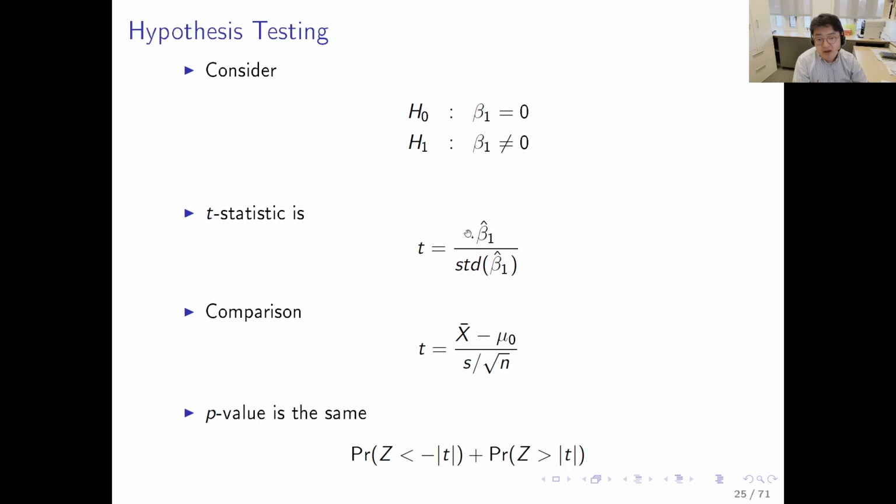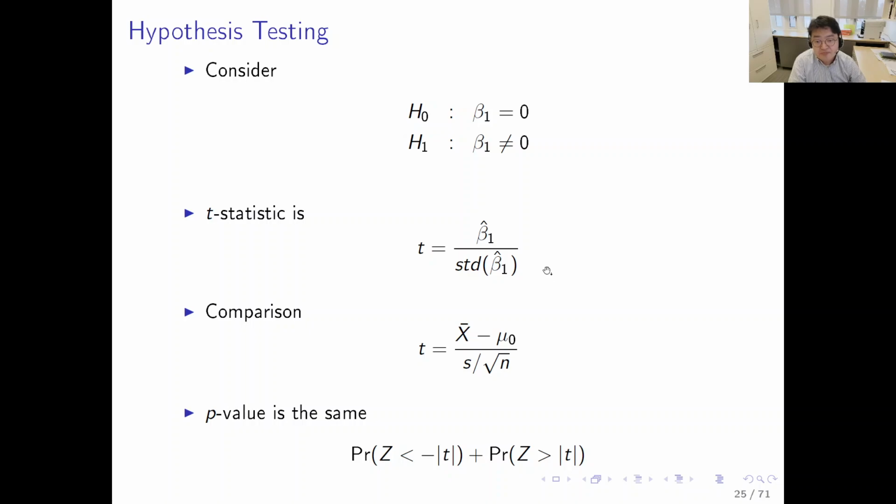Now we are following the same thing. Beta 1 hat is the point estimator calculated from the data. Minus, you have to subtract the value you assume in your hypothesis, but that's 0 anyhow. So you subtract 0, which disappears, and standardize the difference by the standard error of the estimator, the standard deviation of the estimator. So this is the t-statistic, the standardized difference between your data and your hypothesis.